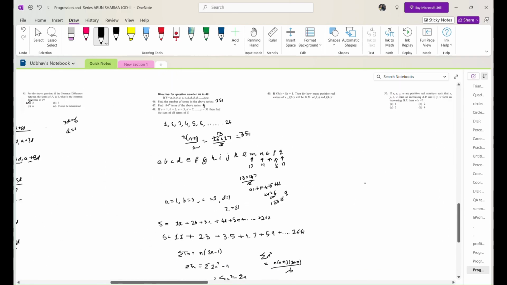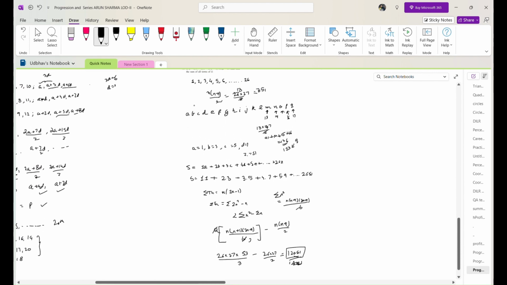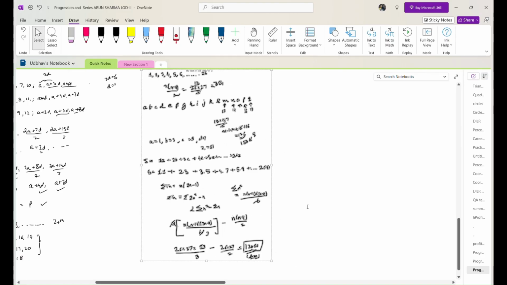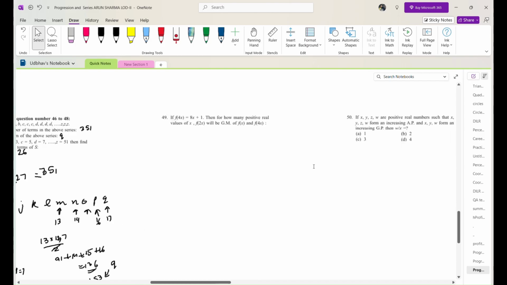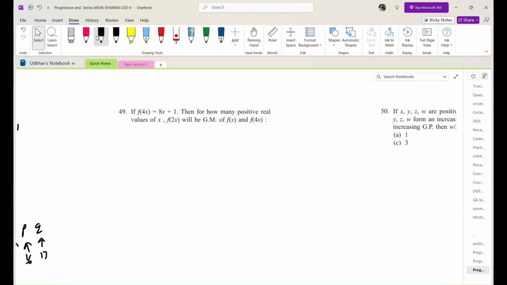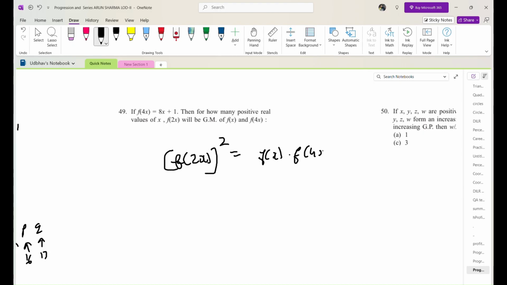So the next question: if f of 4 of x equals this, then for how many positive real values of x will f of 2x be the GM of f of x and f of 4 of x? f of 2x whole square should be equal to f of x into f of 4 of x.